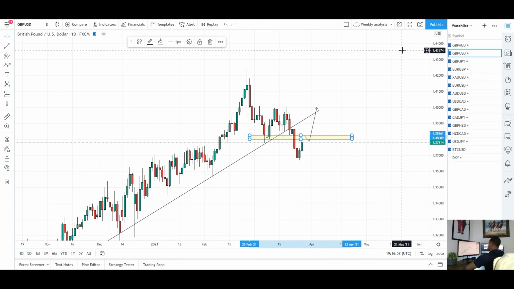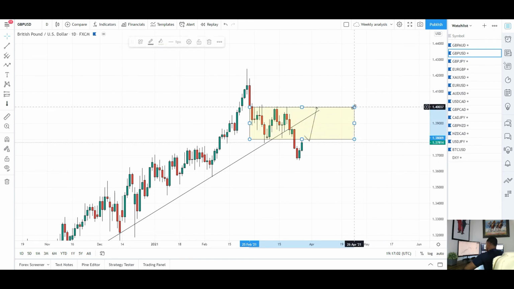Do expect to see price continue back up to 1.4 and just fill that range in, and just continue to range between 1.4 and 1.38. Break to the upside again, as long as it's not a false breakout, I do see price going back to 1.42 and potentially giving us new highs. But again, just monitor price action at this level here.